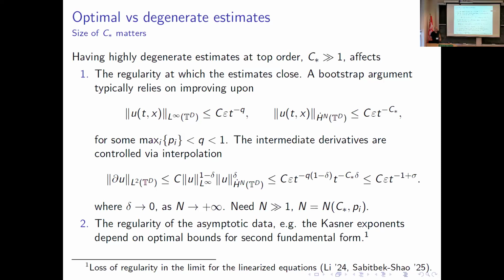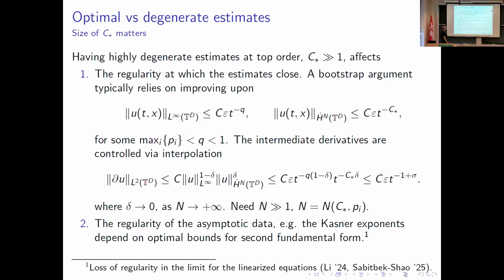And when you want to control the rest of the variables, at some point you're going to see a derivative of that, or two derivatives, etc. So you would also like this to be less singular than 1 over t. And what you do is you interpolate between top order and L infinity. If you have n sufficiently large, you can ensure that the contribution from the top order estimate is very small, because C star is independent of n, the number of derivatives.